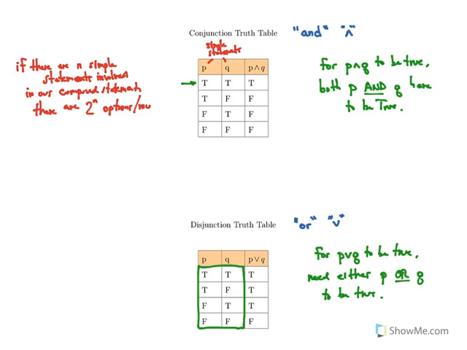So the first 3 rows of our disjunction truth table will all be true because there's a true in each of the first 3 rows. The last row will be false because both P and Q don't have any true in them. They're both false. This is our basic disjunction table. We have our conjunction table, and we're going to be looking at our conditional a little bit later.